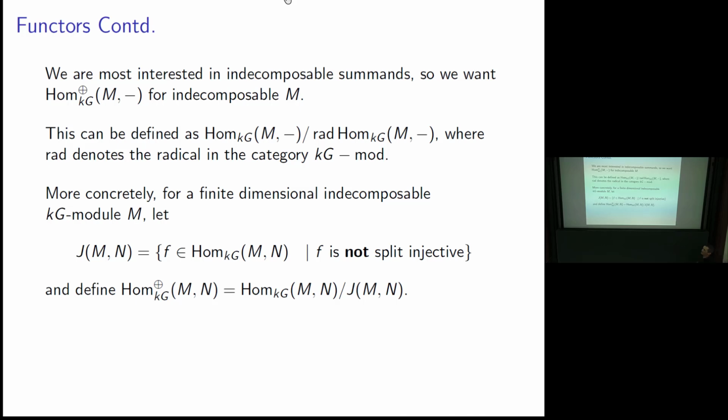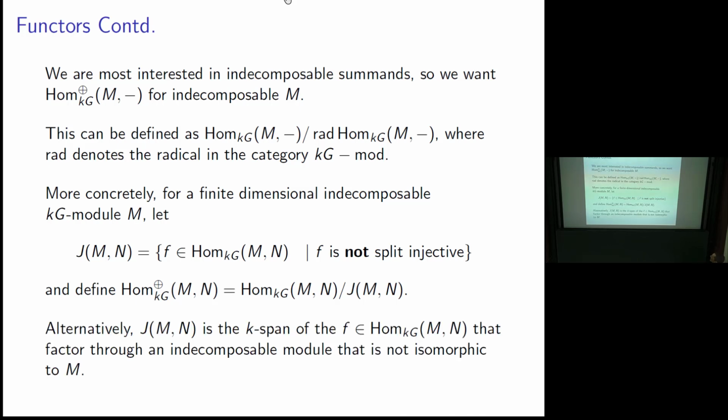And you wonder why it's called the radical. There's all sorts of reasons, but one is on endomorphism rings, it really is the radical. Right, if you look at all the endomorphisms of an M, then the radical is the radical. And it's also the K-span of anything that factors through an indecomposable module that's not M.